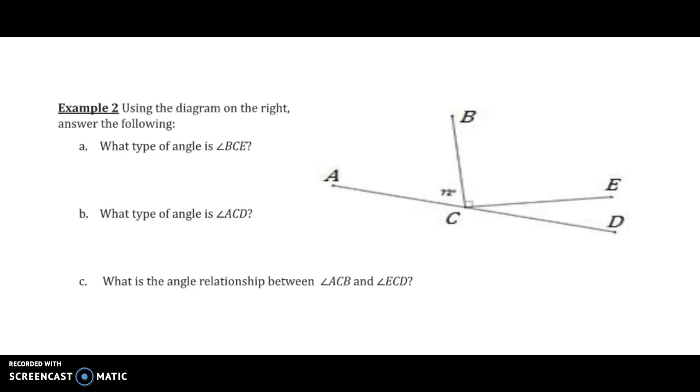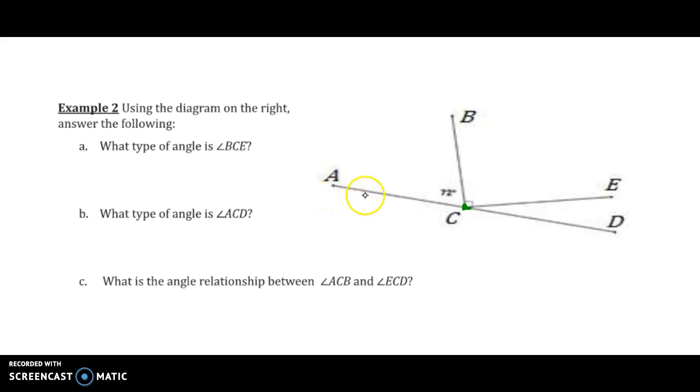This is Unit 2, Lesson 1. We are going to go over example number 2 here. Again, all of this will be done in class, but this is the video in case you need to review anything that we've covered there. In example 2, it says, using the diagram on the right, answer the following. Before we answer the following, let's take a look at this diagram.